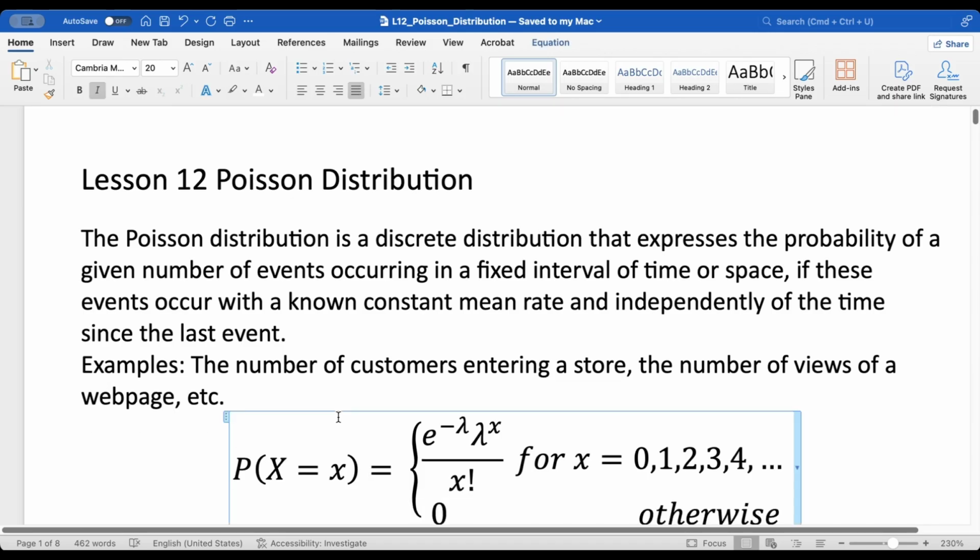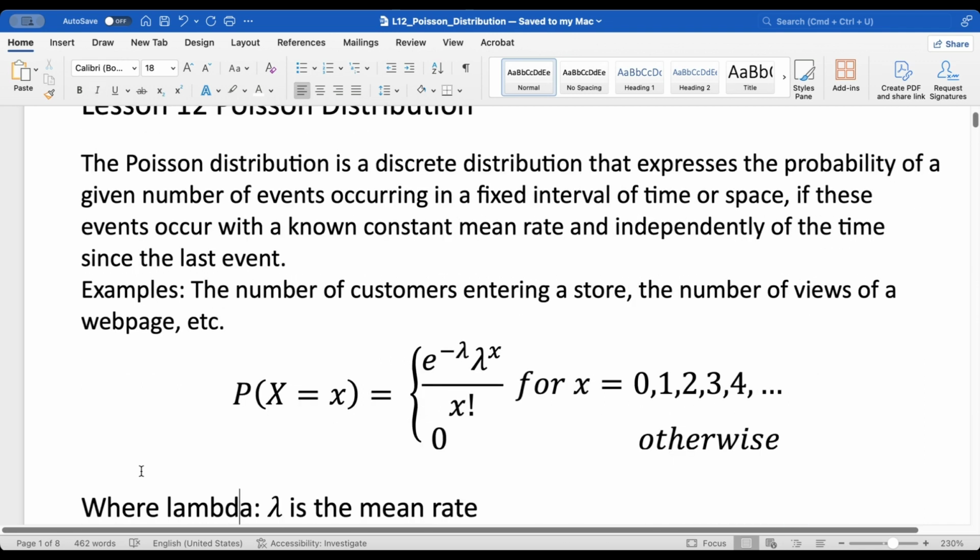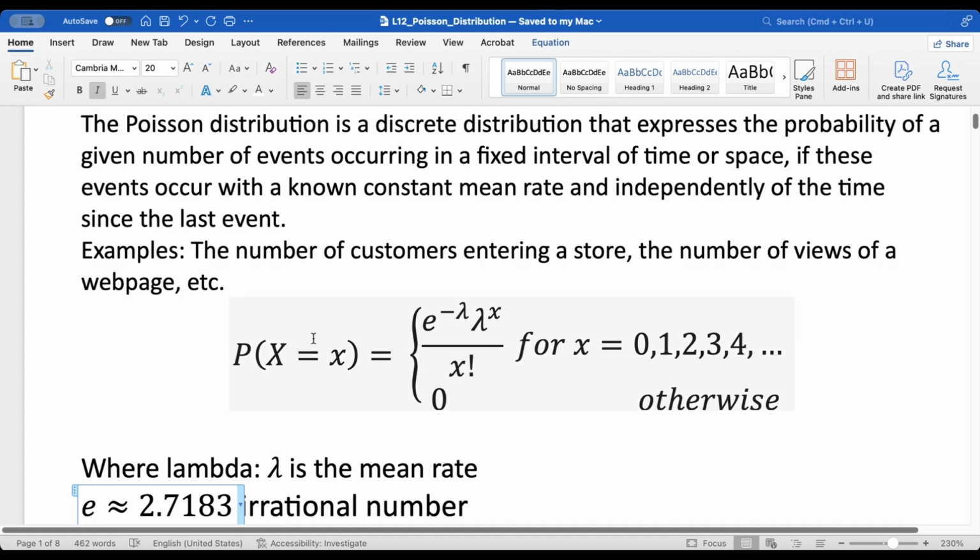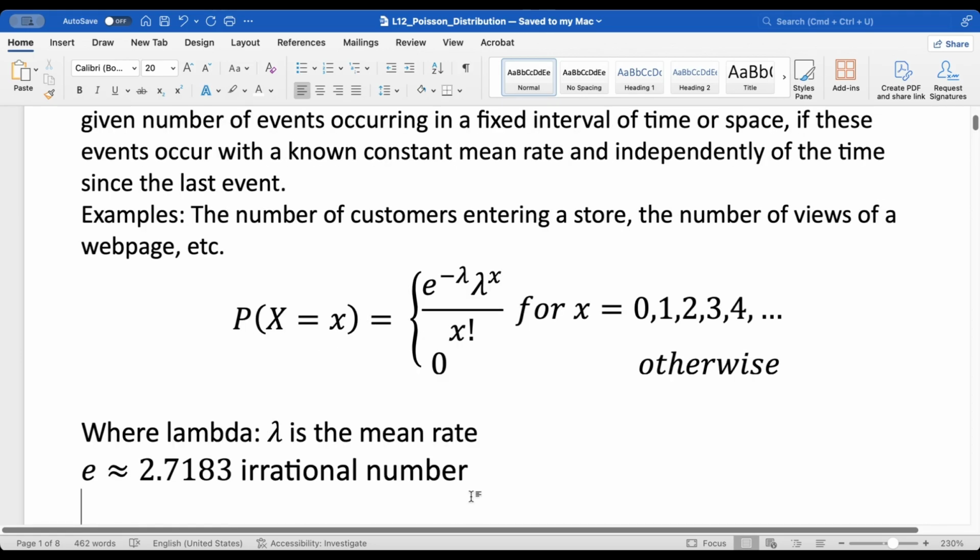The probability mass function of a Poisson random variable is as follows. The probability that X is equal to x is equal to e to the minus lambda times lambda to the x over x factorial, for x equals 0, 1, 2, 3, 4, and it's 0 otherwise. Lambda is the mean rate. And the symbol e is the irrational number, approximately 2.718.